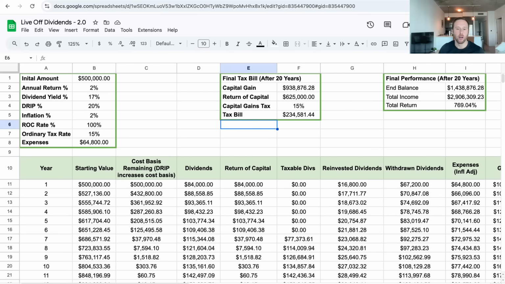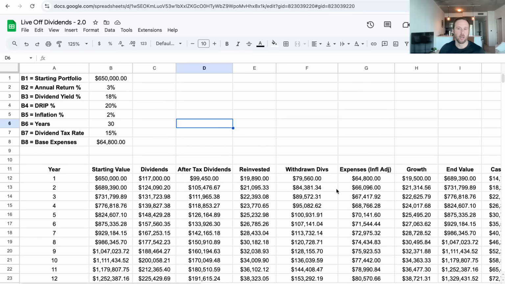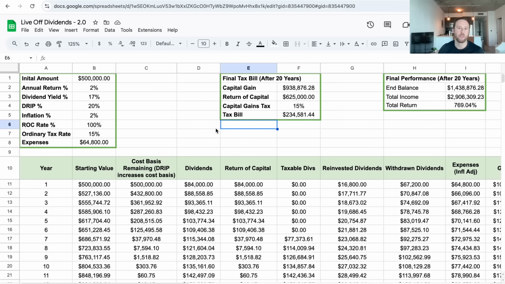Now, I do have other calculators in this that speak to the situation if you want to account for taxes right away. So I've done that where you could future proof yourself immediately with an assumed tax rate. So if you want to do taxes right off the jump, we have that. But in this case, because the majority of the audience here is focused on return of capital and that type of tax structure, this calculator I think is more applicable for you.